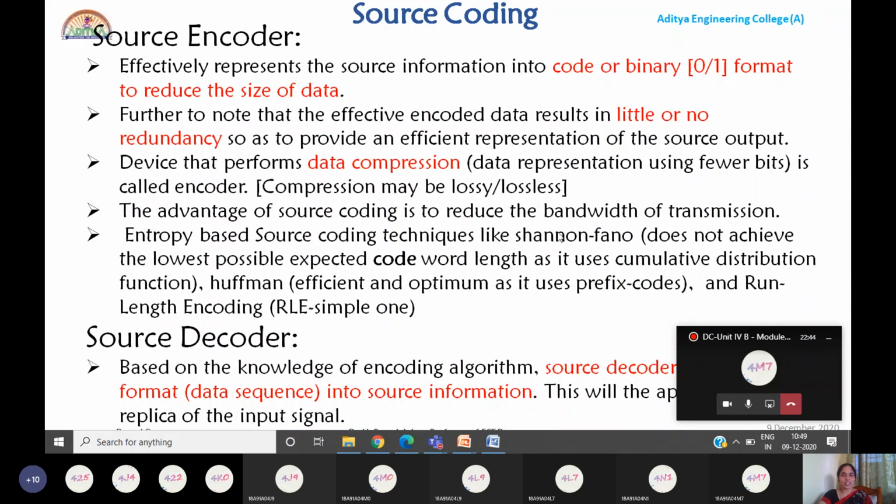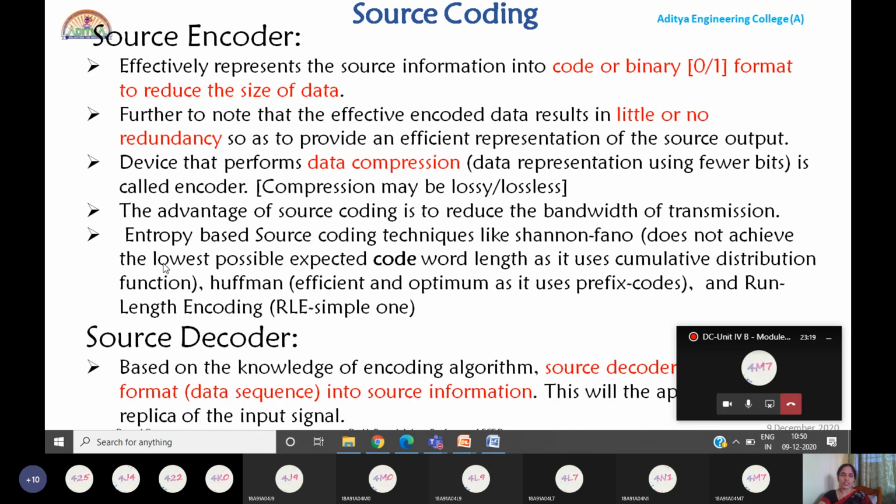Please remember that these two techniques that you are studying, the Shannon Fano coding method and Huffman, come under lossless compression techniques. They are based on entropy related source encoding. I am specifying entropy because during the Shannon Fano coding method or Huffman coding method, the signal is transmitted based on entropy.